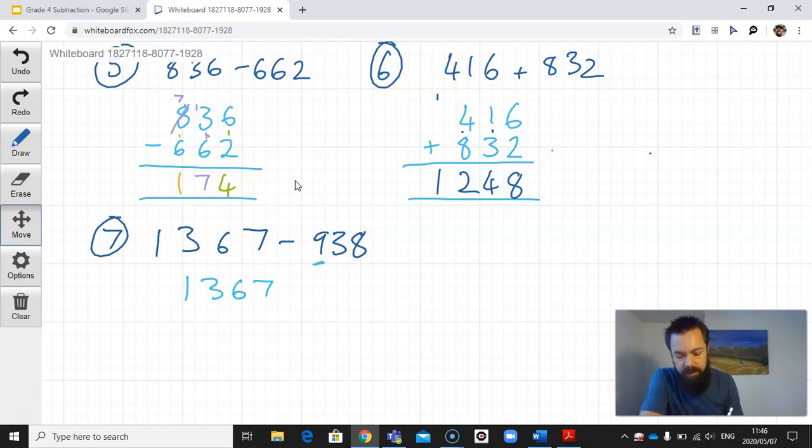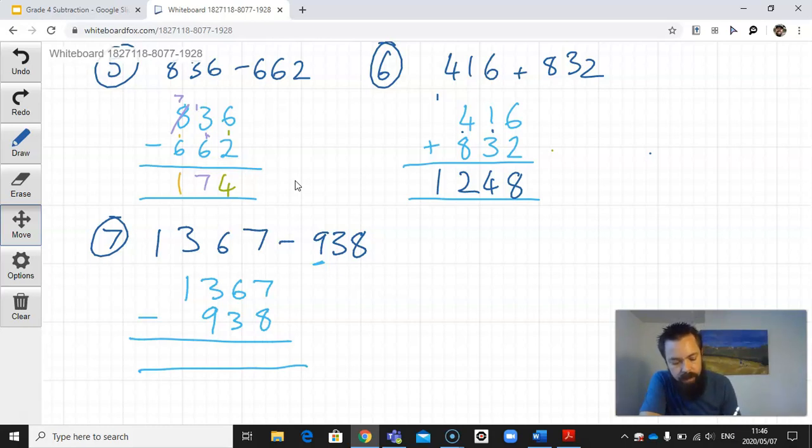So the 9 is in the hundreds, so 9 needs to go there. In other words, lining up on the right-hand side. This is a subtraction problem. 7 minus 8, I can't do. So I've got to borrow from my neighbor. Cross it out and it becomes a 5. And this is now 17. 17 minus 8 is 9. Looking at my tens, I'm now going 5 minus 3 is, 5 minus 3 is 2.